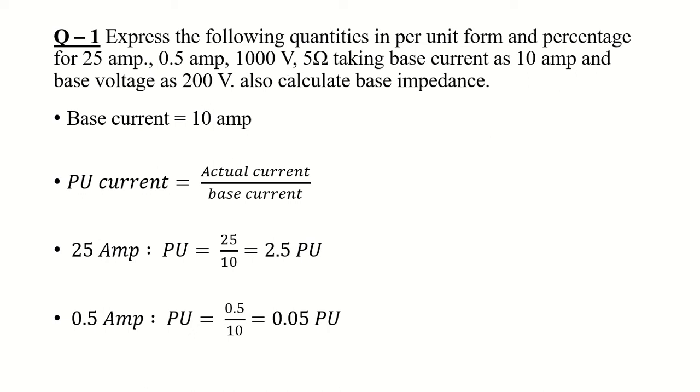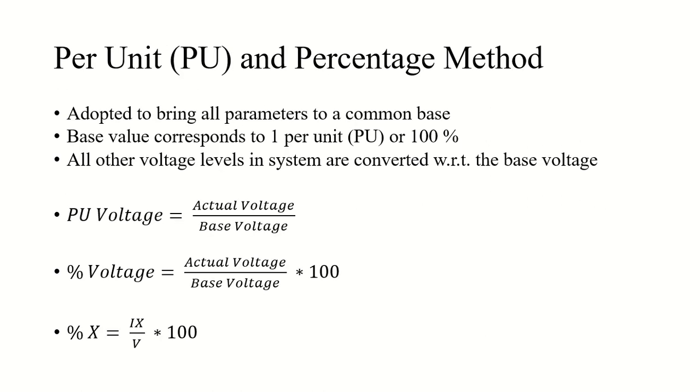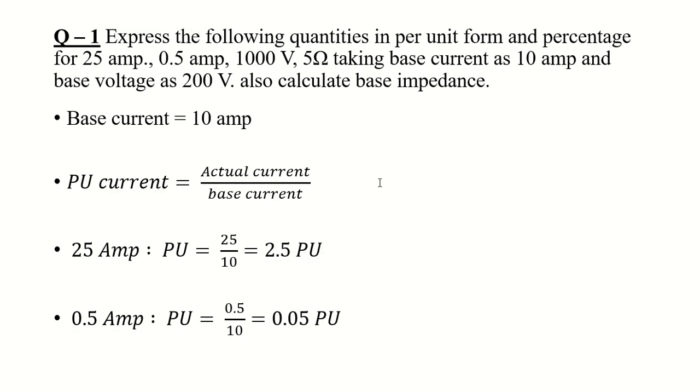Just a quick glimpse: what was the formula of per unit voltage? It was nothing but actual voltage divided by base voltage, and similarly the per unit current will be actual current divided by base current. Let me give you a clearer idea by going back here. Per unit voltage is equal to actual voltage divided by base voltage, and per unit current is equal to actual current divided by base current. Any per unit quantity is the ratio of its actual value and the base value.